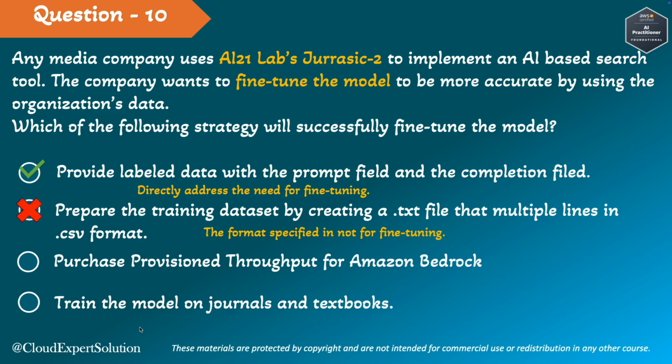The option number 3 is saying purchase provisioned throughput for Amazon Bedrock. This is a distractor and it can create confusion. Purchasing provisioned throughput is required only after fine tuning, specifically if you want to use the custom model to generate inferences. Purchasing provisioned throughput is not needed for the fine tuning process. Hence, option number 3 is incorrect.